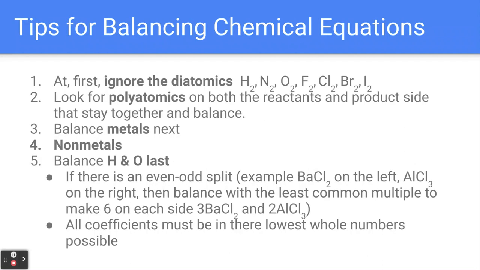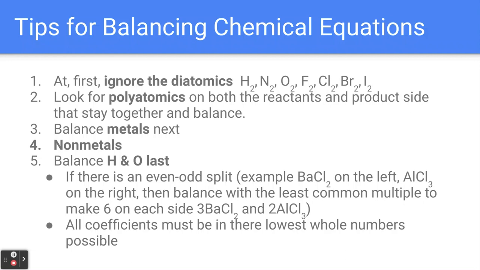So here are some tips for balancing chemical equations. At first, you're going to want to ignore the diatomics. You can't ignore them the whole time, but at first you're going to want to ignore them because those are going to be fairly simple to deal with at the very end. It gets a lot more complicated if you try to deal with them first.